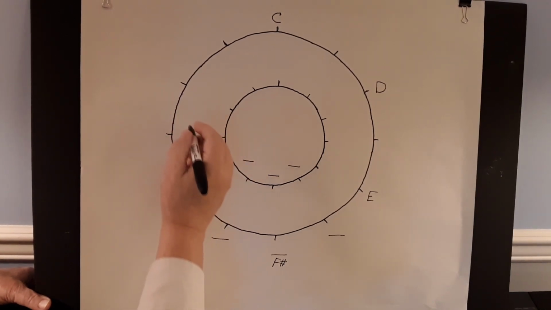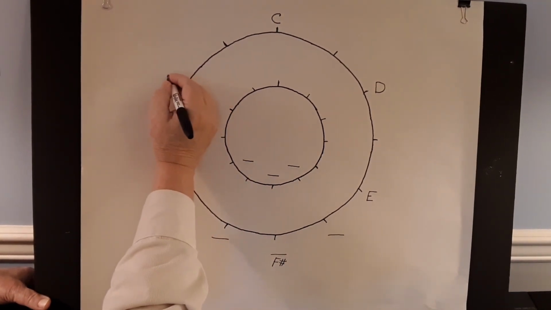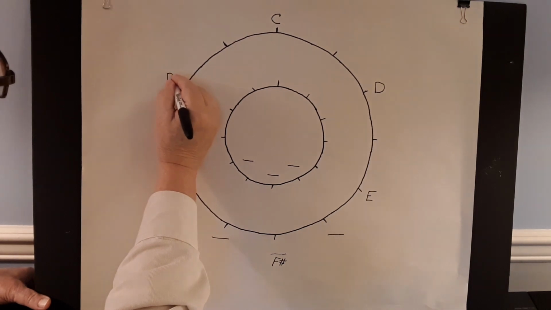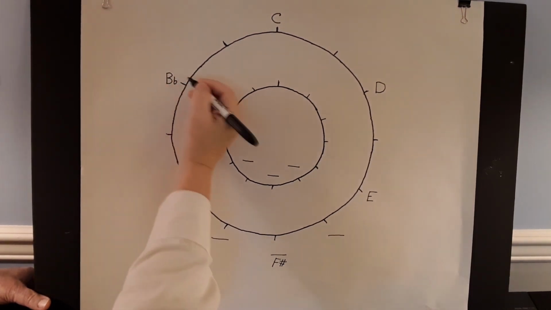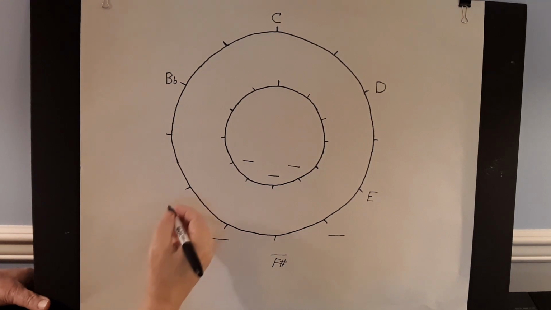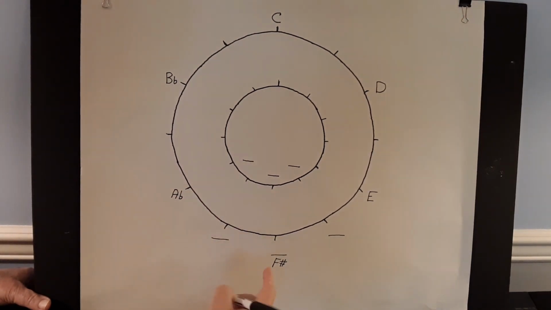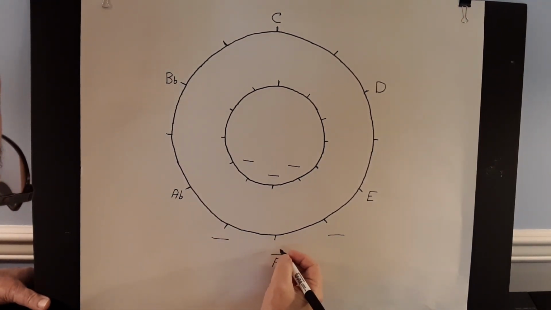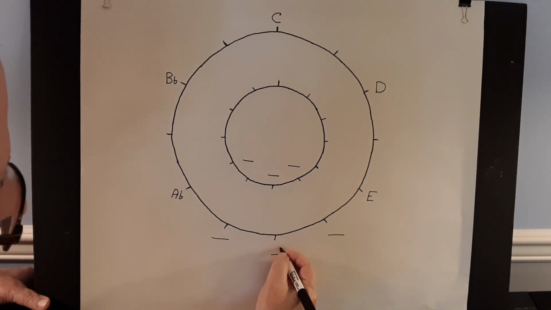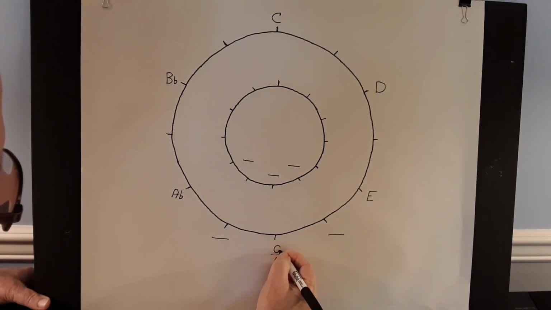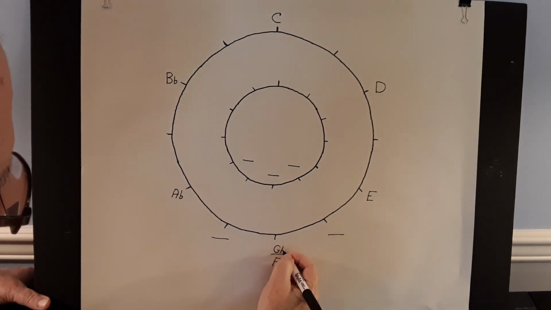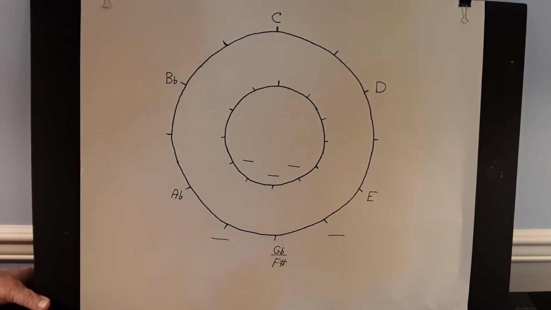And then at the 10 o'clock position, we're going to put B flat. At the 8 o'clock position, we're going to put A flat. And then at the 6 o'clock position, we're going to put G flat. And to verify, these are enharmonic keys, and this is the same physical key.